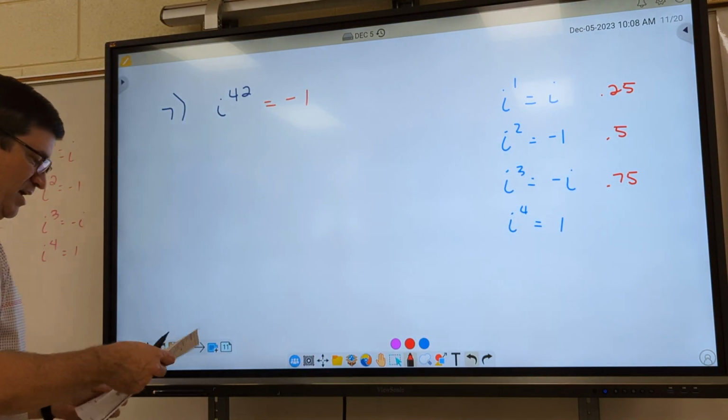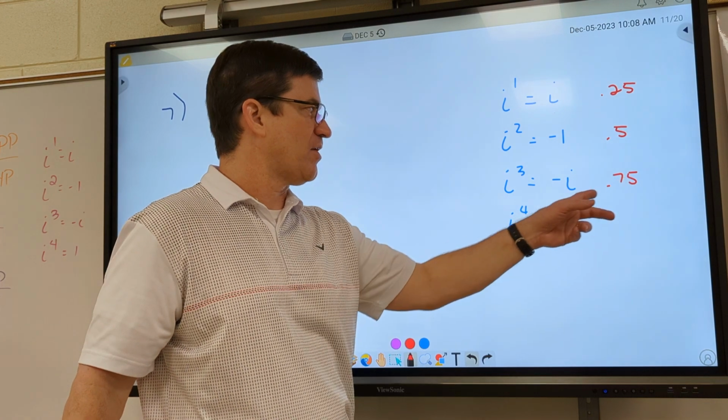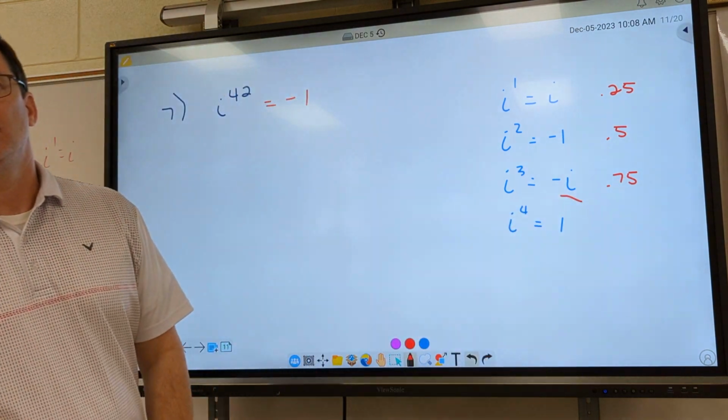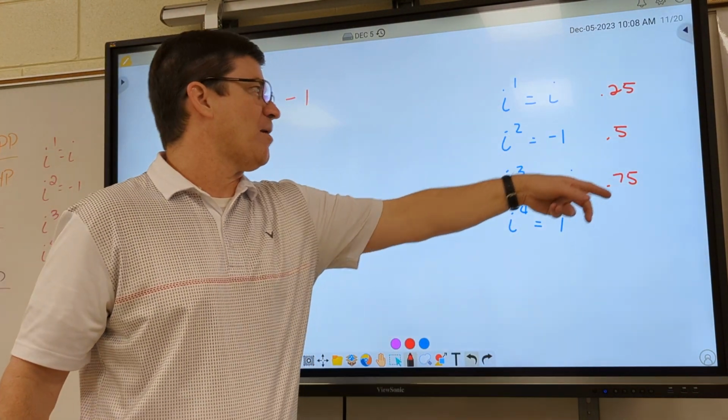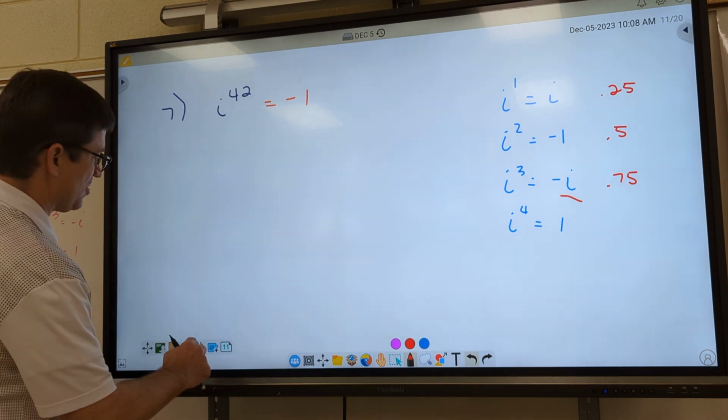So now, do 8 the same way. 91 divided by 4 is 22.75. So that one ends in 0.75. What's our answer? Negative i. All right, so I'll probably just write that up here for you so you'll have it on the test, but that's the easiest way to do those. All right, so we're down to 9. Let's go to 9.